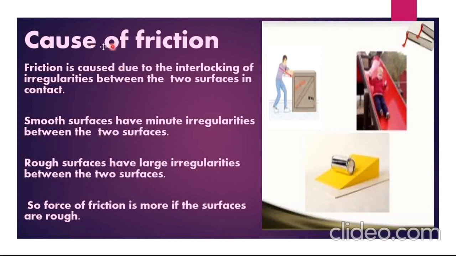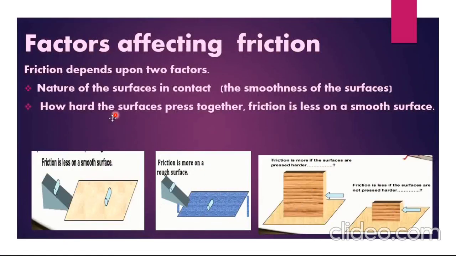So the major cause for friction is the surfaces, that is, smooth surface and rough surface. On a smooth surface, the friction force is less, whereas on a rough surface, it is more. The factors affecting friction: the nature of the surfaces, that is, either it is a smooth surface or a rough surface. On a rough surface the friction is more, on a smooth surface the friction is less. And the second one is how hard the surfaces press together or interlock together. It is less on a smooth surface and more on a rough surface.